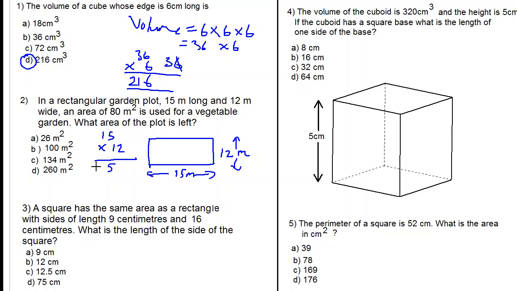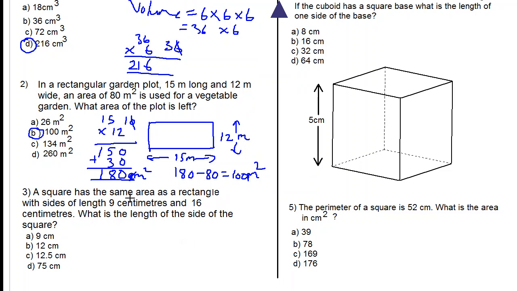5 ones are 5, 1 one is 1. 5 twos are 10. 1 two is 2 plus 1 is 3. We add, we get 180. So the total area of the rectangular plot is 180 cm squared, and we have to subtract 80 to get 100. Sorry, not cm squared but meter squared. We have to be careful with our units. So our answer is B, number 2B.